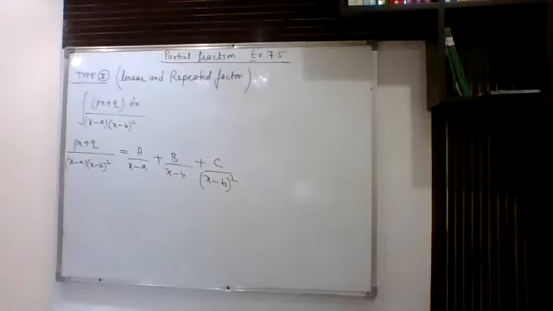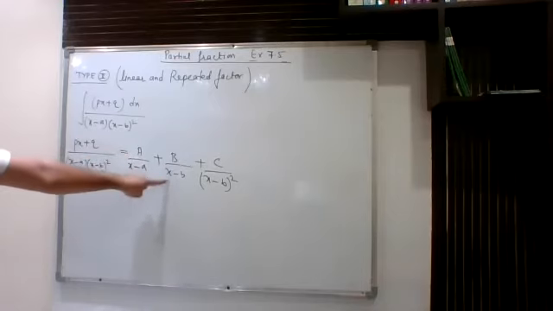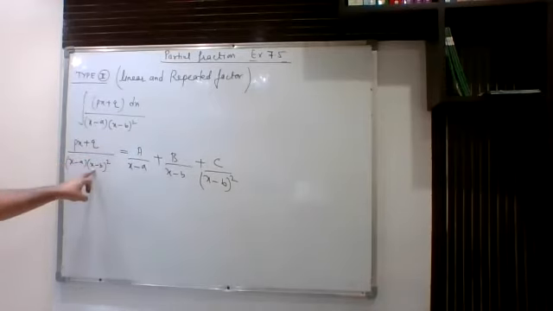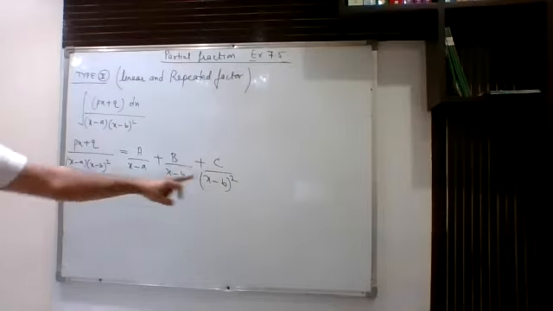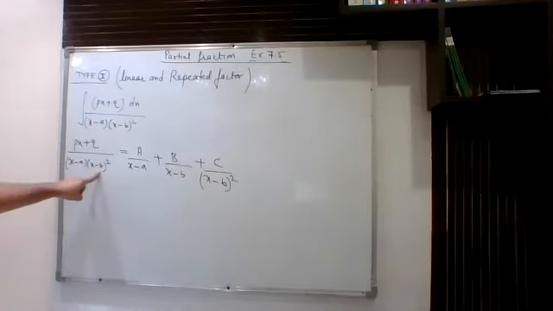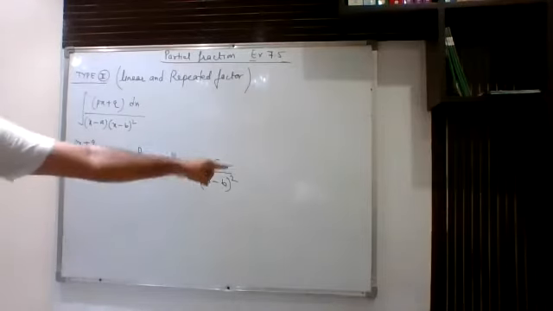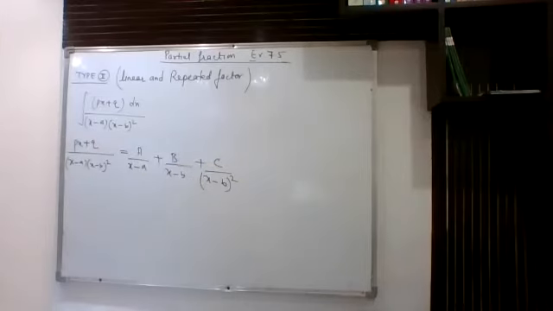Let me repeat this again. It's the expression a upon linear, b upon linear, c upon repeated factor of this linear, x minus b whole square. If you have cube, then you will write d upon x minus b whole cube. So this is type 2.